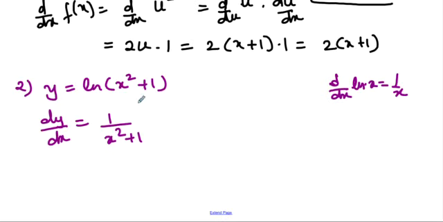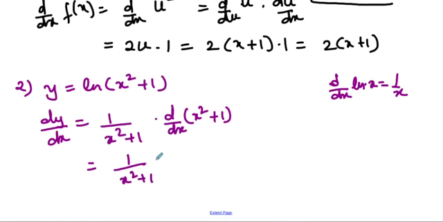Then again, I don't have x, but I have another function, so I need the derivative of the function which is inside, for using the chain rule. So 1 over x square plus 1 for the first part. For the second part, the derivative is 2 times x, so the overall derivative is 2x divided by x square plus 1.